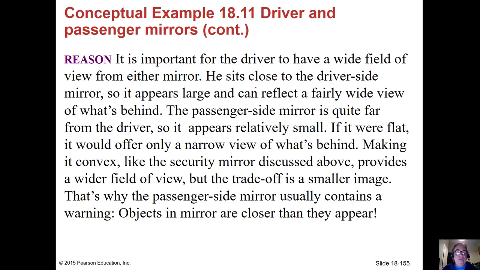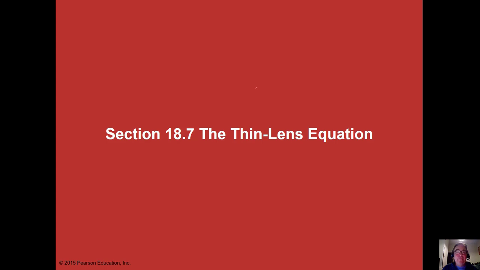If it were flat, you'd have a narrower view of what's behind you. So when you make it convex, just like a security mirror, it provides a wider field of view. But the trade-off is you have a smaller image. That's why the passenger side mirror usually contains a warning: objects in the mirror are closer than they appear. Okay, that's the reason why it's a convex mirror. Okay, very good. So the ray tracing is a nice check, but once you learn the thin lens equation, you'll probably use that more and then go back and check yourself with these drawings.